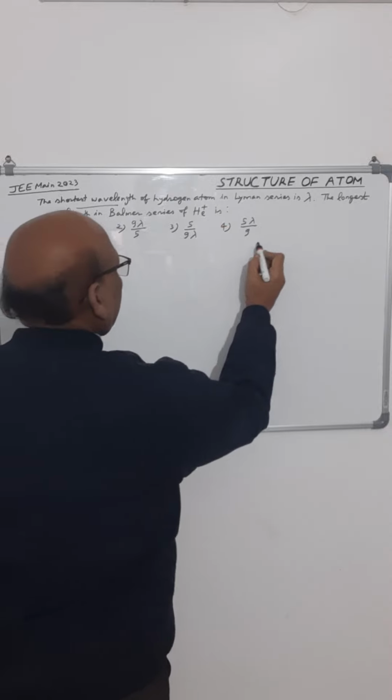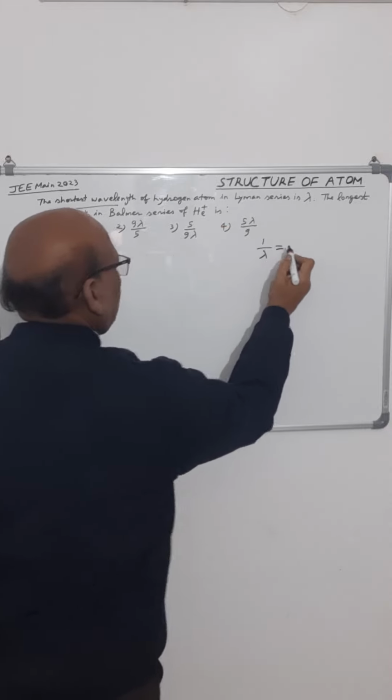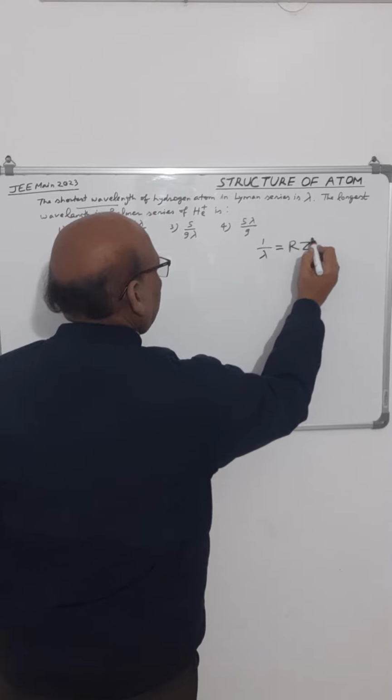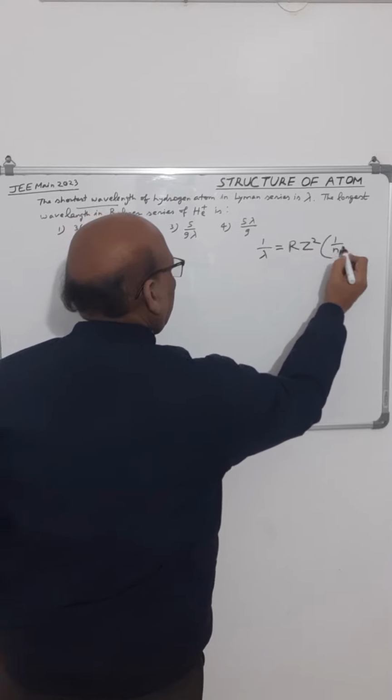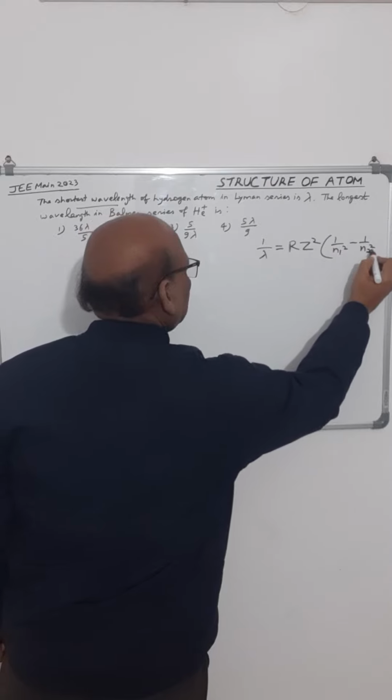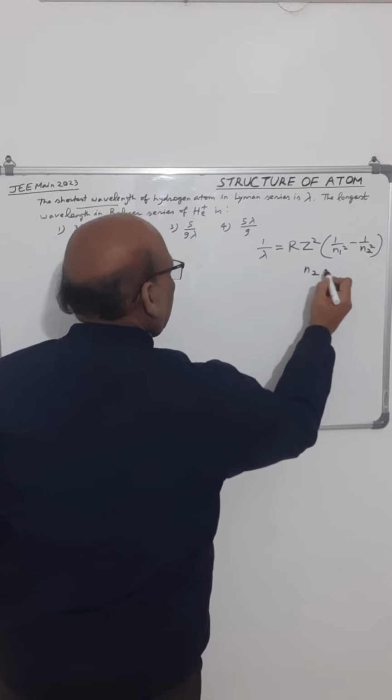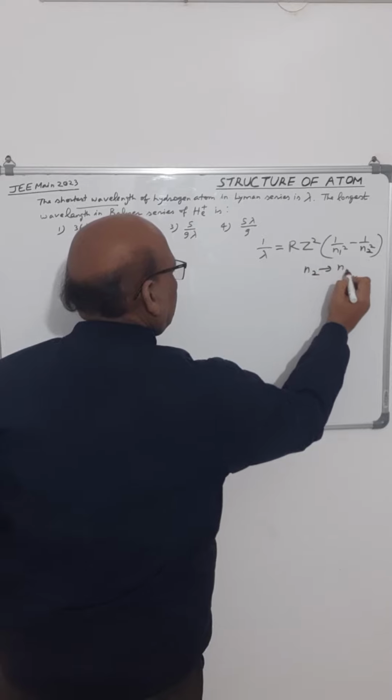So we know that the wavelength for transition from state N2 to N1 is given by 1 upon lambda equal to R Z square into (1 upon N1 square minus 1 upon N2 square). This is when the transition takes place from energy level N2 to energy level N1.